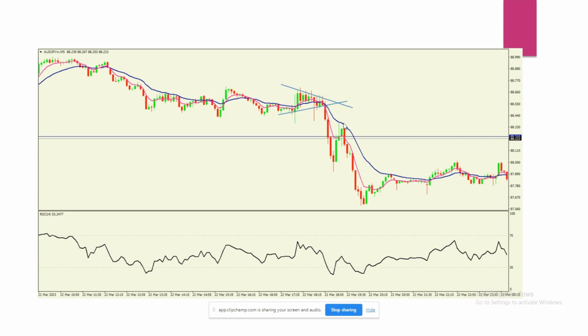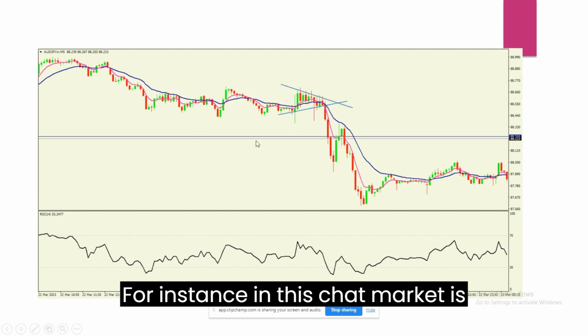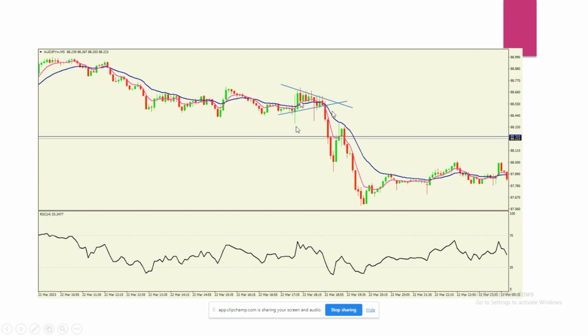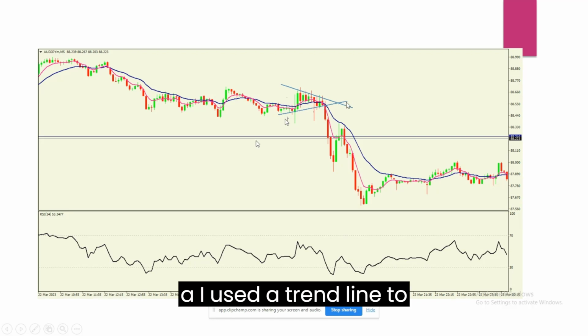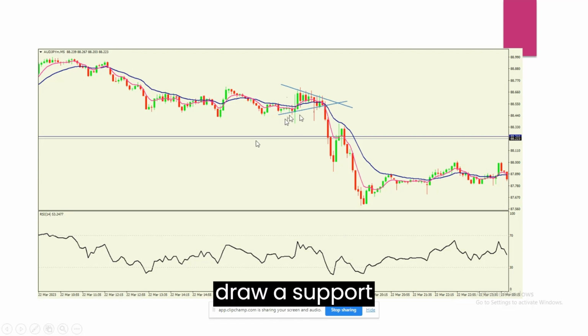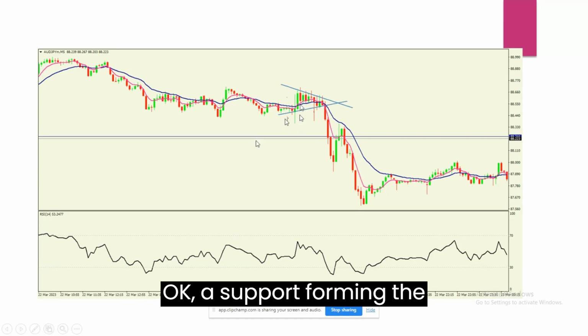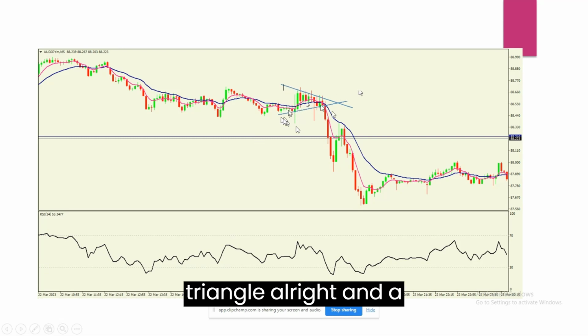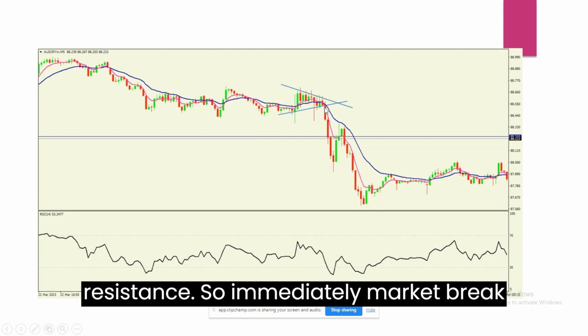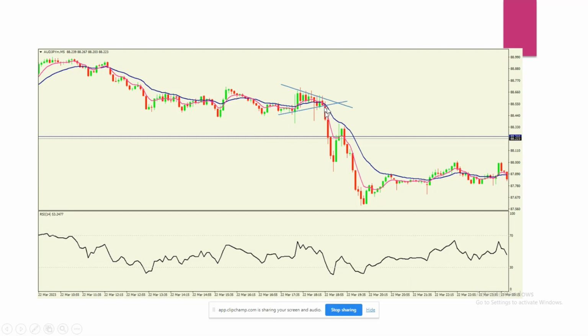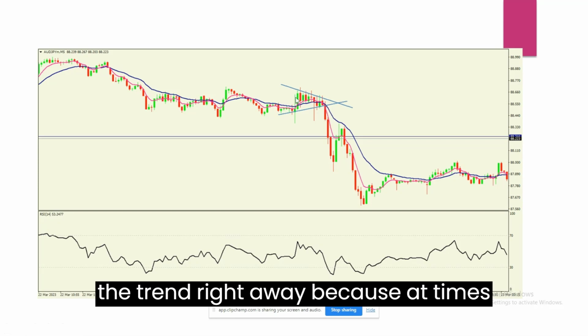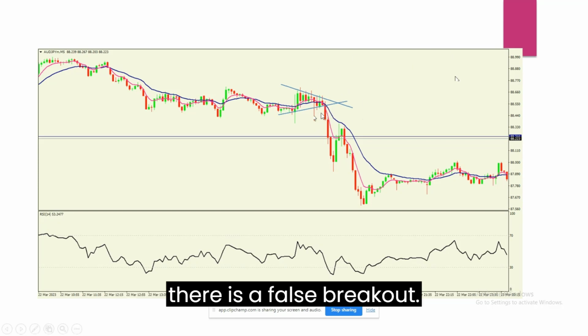So for instance, in this chart, the market is ranging like this, and I used a trend line to draw a support, a support forming the triangle, and a resistance. So immediately the market breaks out, I didn't join the trend right away, because at times there is a false breakout.